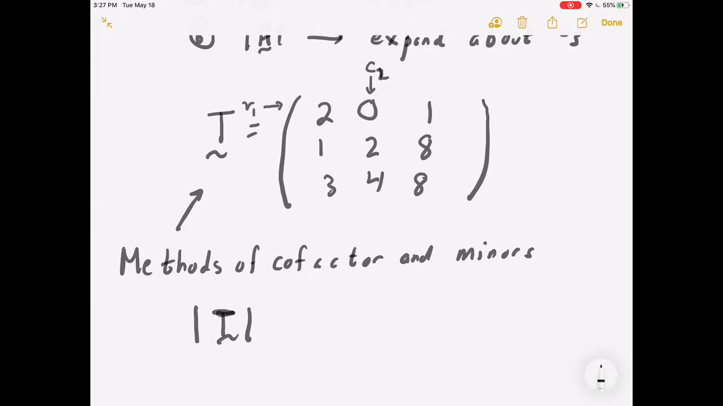The 1, 2 matrix element is 0. That's going to kill any contribution you have. So it's less number of terms to worry about. If you did the expansion around row 2, for example, you don't have any zeros. And so you're going to have 3 distinct terms you're going to have to evaluate.